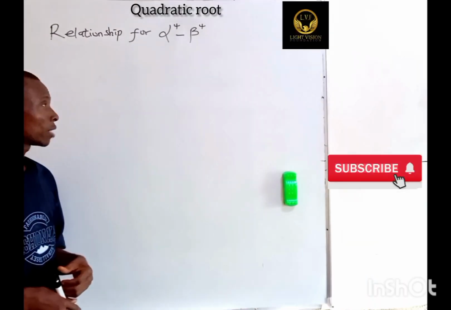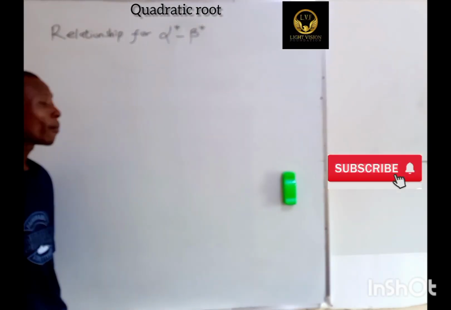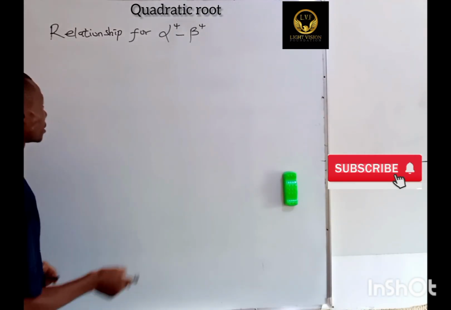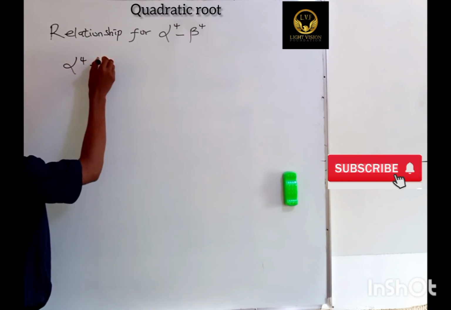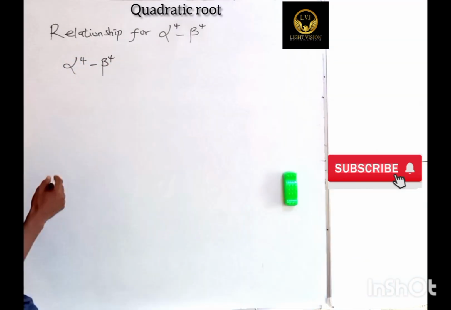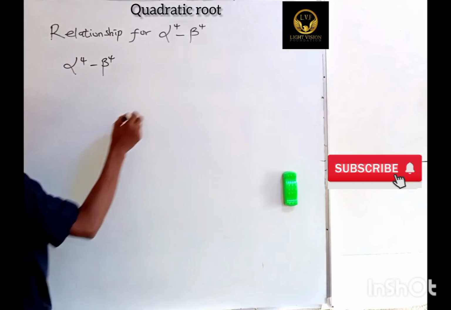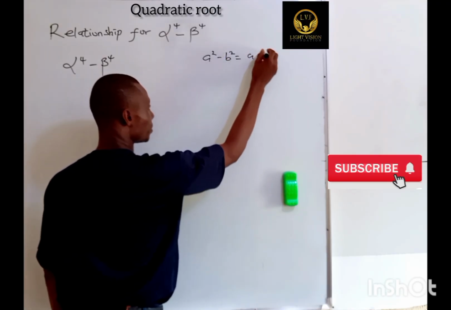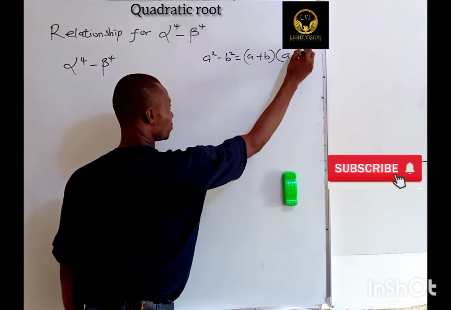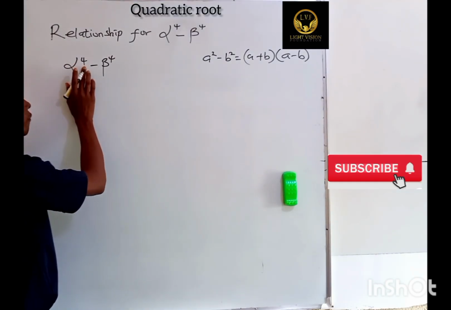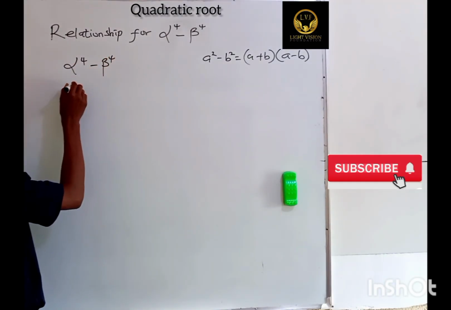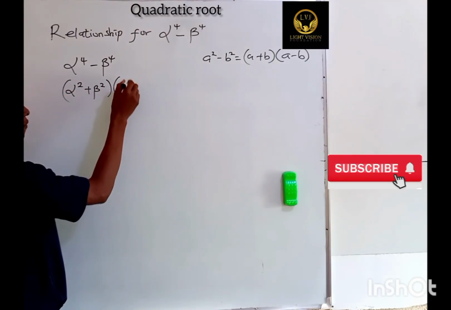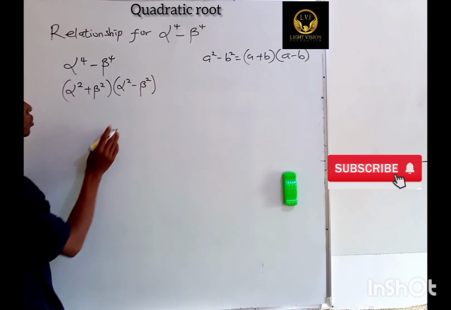Alright, now this is another one, which says alpha raised to the power 4 minus beta raised to the power 4. Okay, now this could be the last one for this segment. You still recall the difference of two squares, which says a square minus b square equals a plus b into a minus b. So here we are having the power of 4. So this becomes alpha square plus beta square all into alpha square minus beta square.